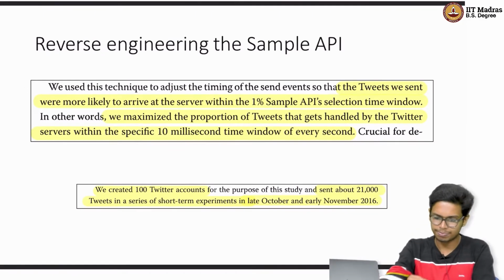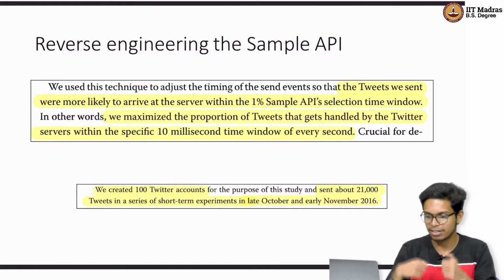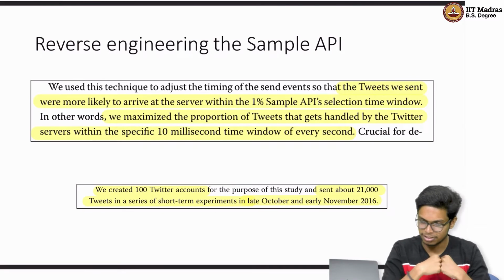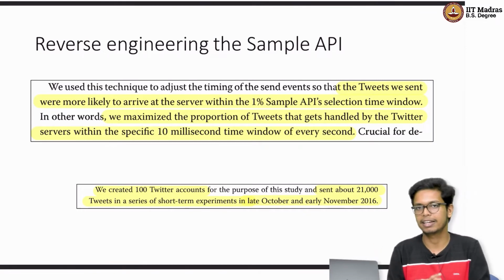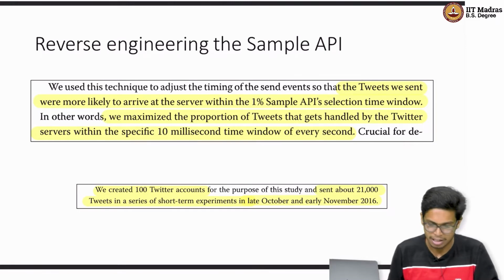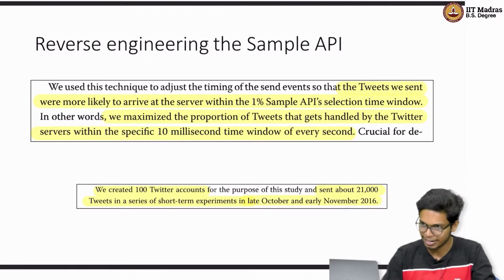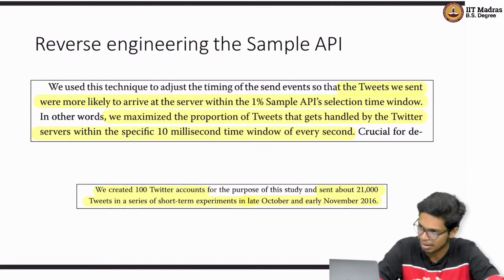So now if we know the time it takes for a request to reach the Twitter servers, we can very easily start tweeting any content that I want to manipulate in a random data dump, so that all of that content just goes into the 1% sample, because now I have all these variables TA, TS and T delta, and I can easily manipulate which specific tweets go into the 1% sample dump and which do not. The authors also say the tweets we sent were more likely to arrive at the server within the 1%. So it is still a probabilistic experiment, where the tweets that you send at a specific timestamp have, let's say, an 80% more chance of getting selected in the selection time window of the 1% sample API.